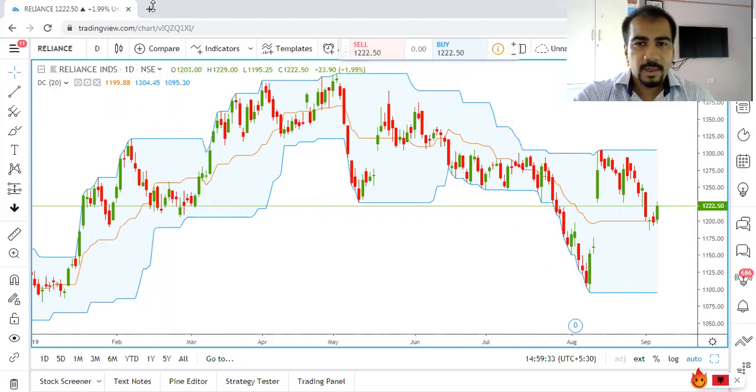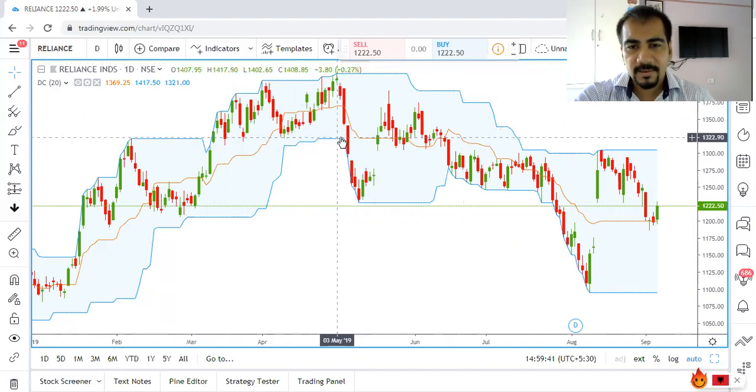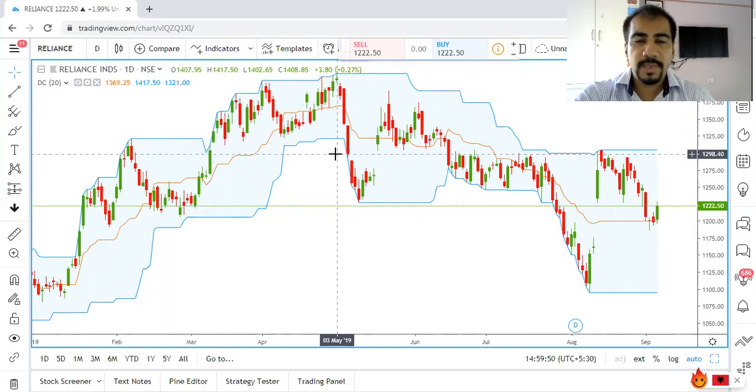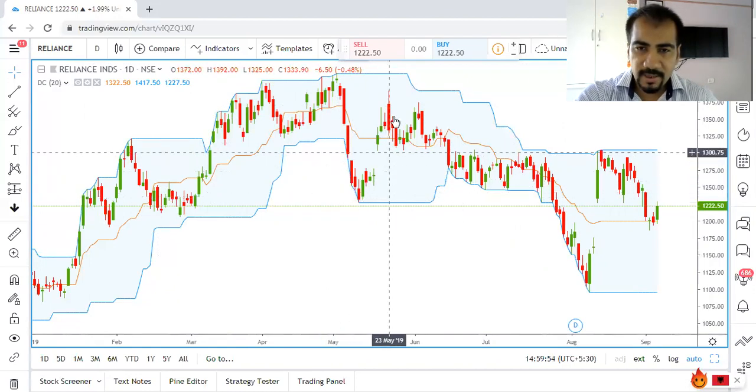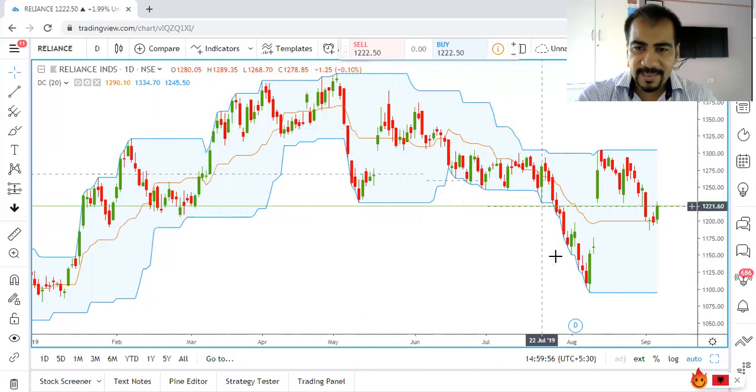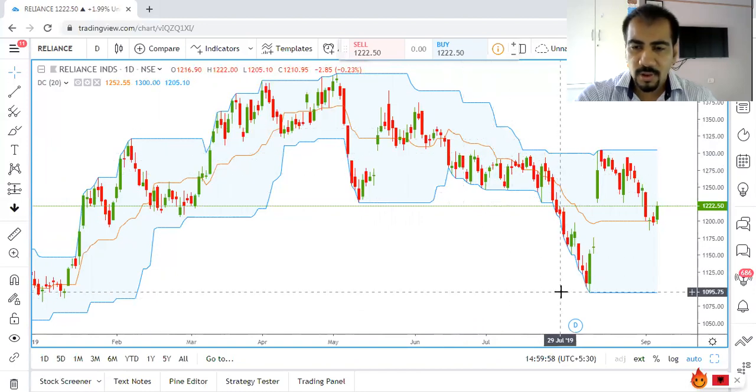All right. And after that high, prices started coming down. It closed below this 20 days low, the lower band of the Donchian Channel, and the closing price was 1298. From 1298, we can see a small bounce back and then a sell off. From 1298, we saw the prices coming down till 1094. So this is a powerful trend following indicator.